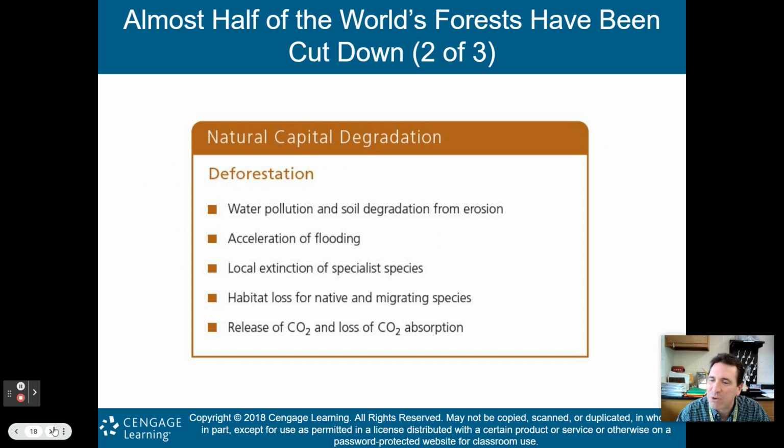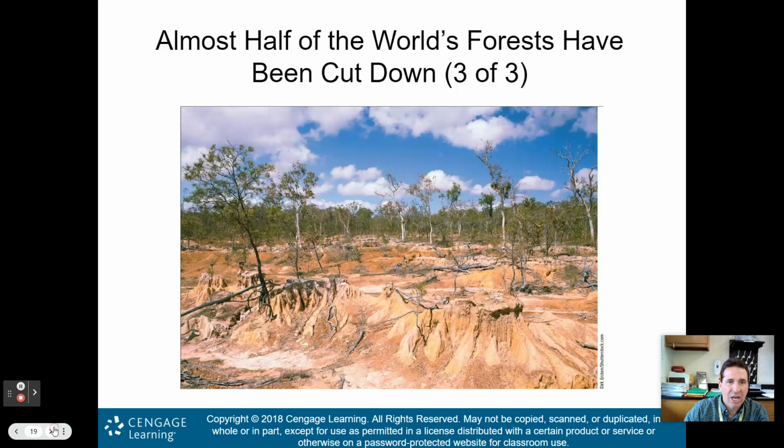Deforestation. How does that degrade the natural capital of our forests? Obviously, water pollution and soil degradation from erosion. Roots of plants, guys, hold soil. So when you get rid of the roots of plants by destroying trees, right, there's nothing left to hold that soil, and so that soil erodes. And that also leads to flooding acceleration. It also leads to the extinction of specialist species that happen to live only in that type of forest. You also have habitat loss for native and migrating species. And you release carbon dioxide by burning the forest, and you lose the absorption of carbon dioxide. You don't have the trees anymore. So it's kind of a lose-lose situation there.